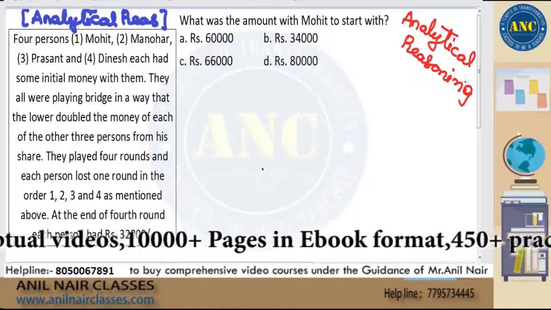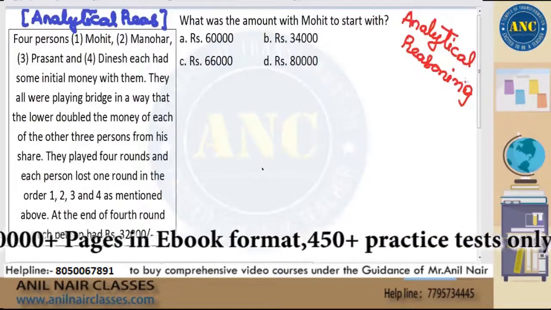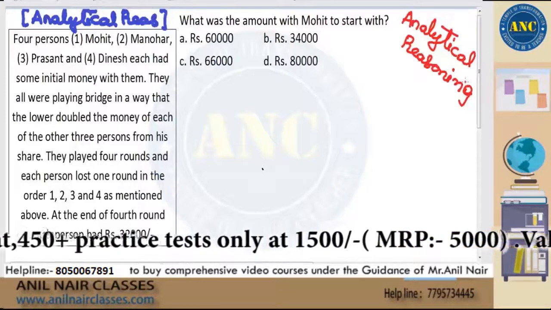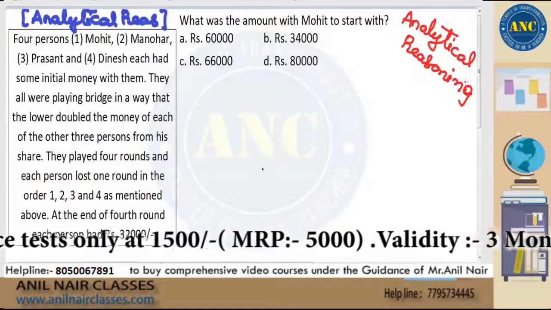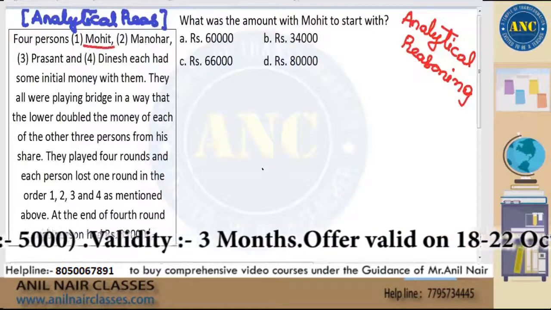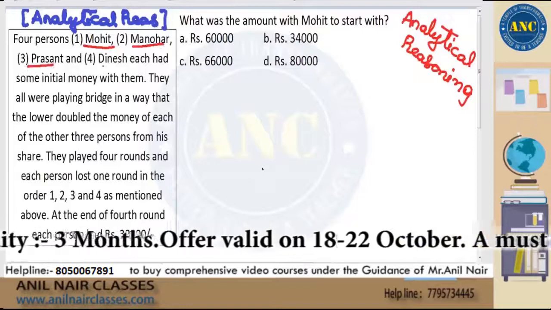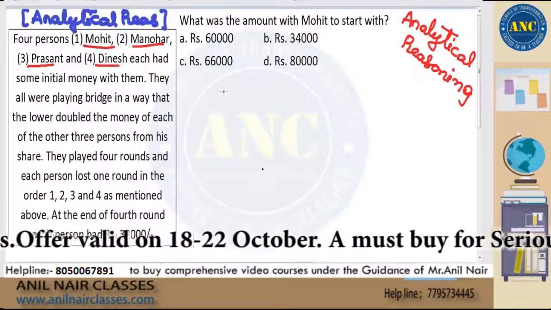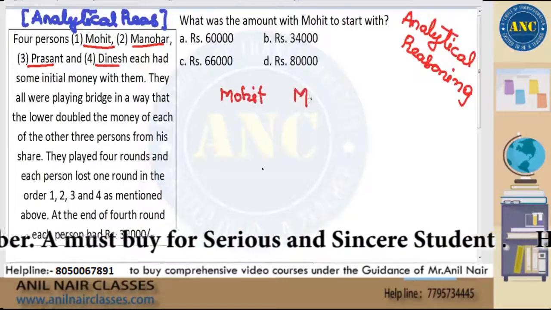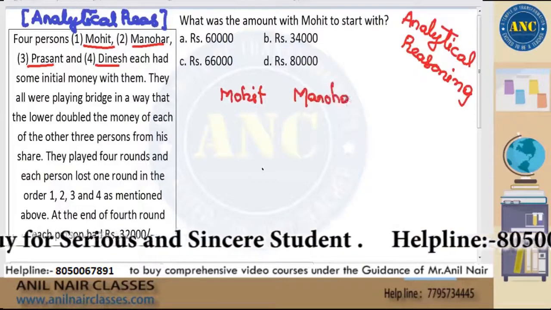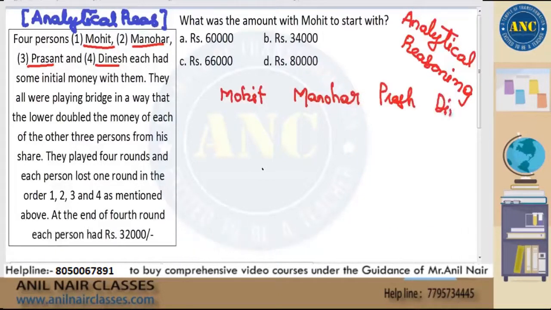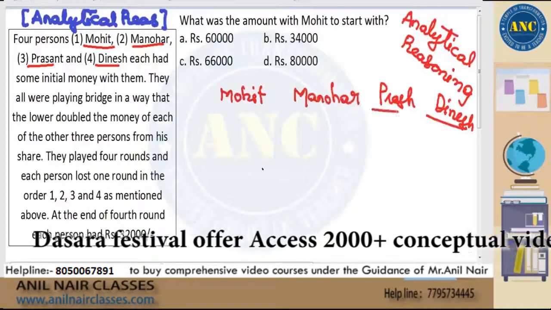First read the question, sir. Third caselet based on analytical reasoning. There are 4 persons: Mohit, Manohar, Prashant and Dinesh. Okay, the first step is clear.